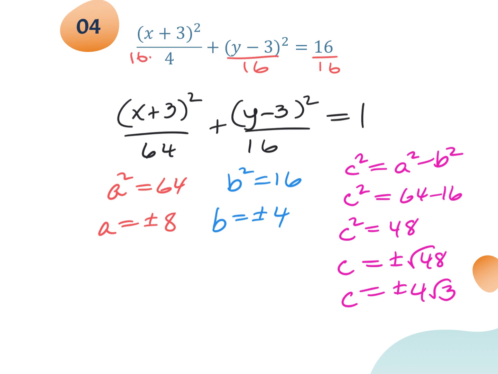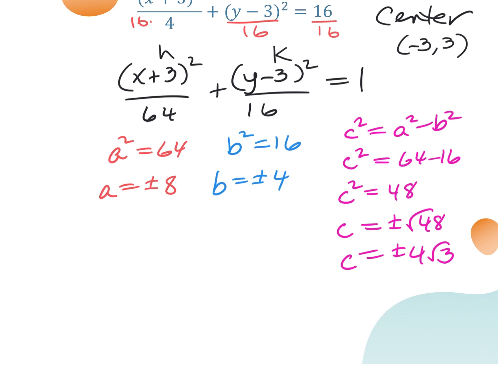Notice the bigger number is under x, so my ellipse is going to be horizontal. It's going to be longer horizontally. So I also have to pull out my center point. Remember, this is h, this is k. So my center, opposite of what you think, is negative 3, positive 3.